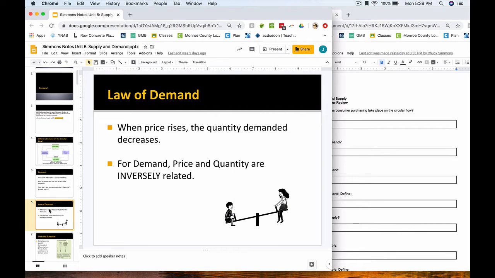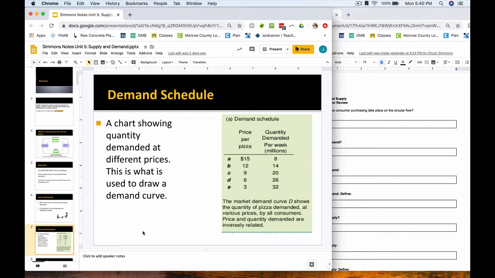The law of demand says that when price rises, the quantity demanded decreases. So for demand, price and quantity are inversely related. The law of demand here is going to show you that price and quantity are at an inverse.